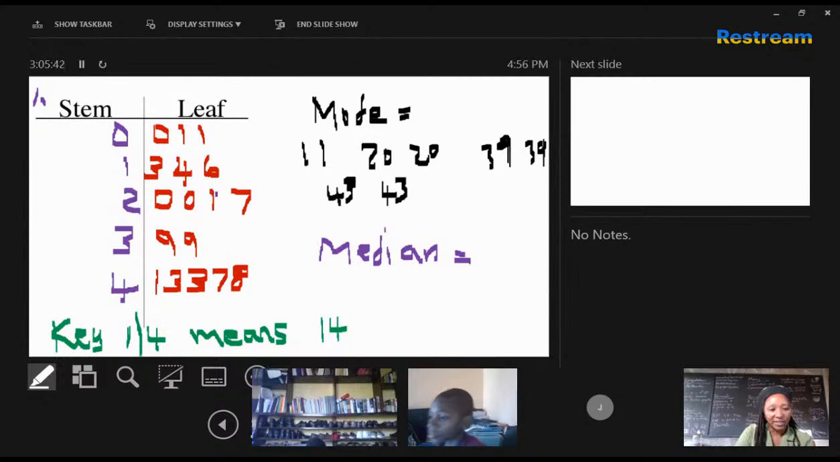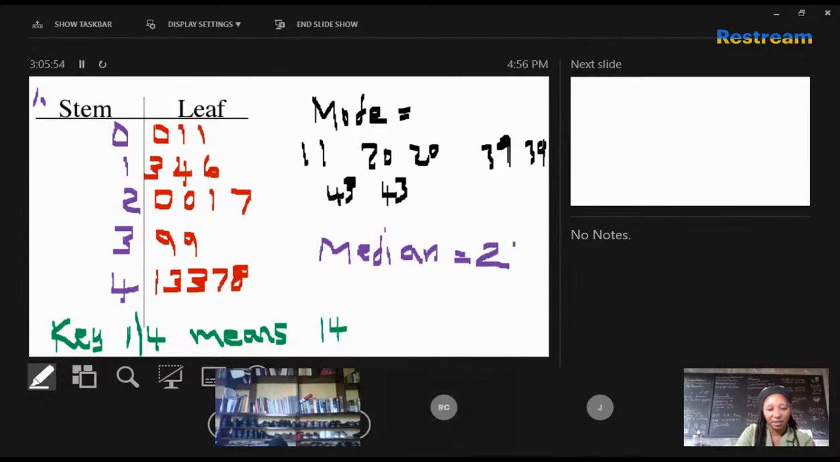So that means 21 is the mode. 1, 2, 3, 4, 5, 6, 7, 8. So the 21 the median falls in is not the mode, the median, sorry. Sorry about that. So the median is the middle number. So 21 has 8 numbers below it and 8 numbers above it.